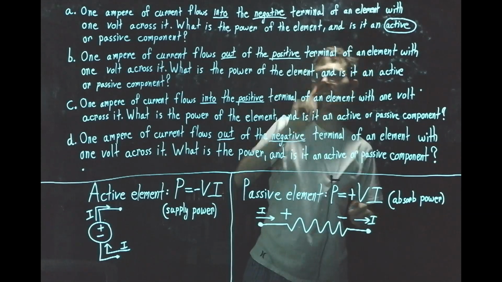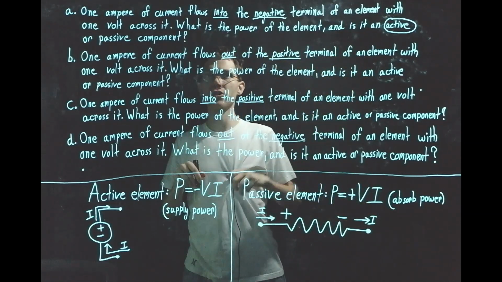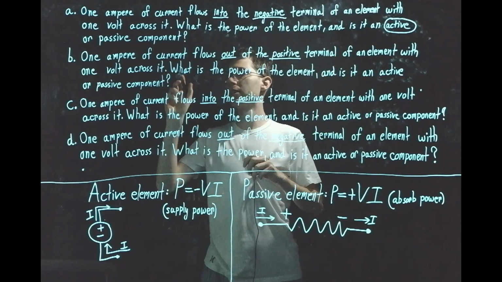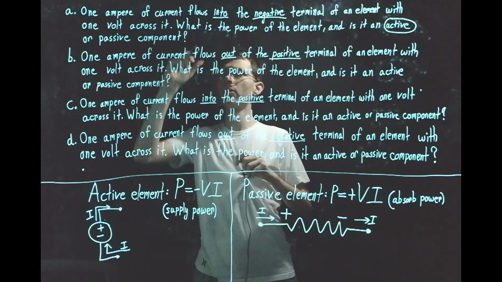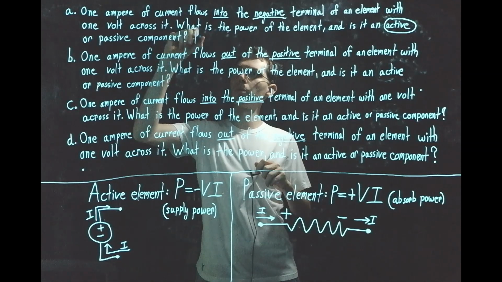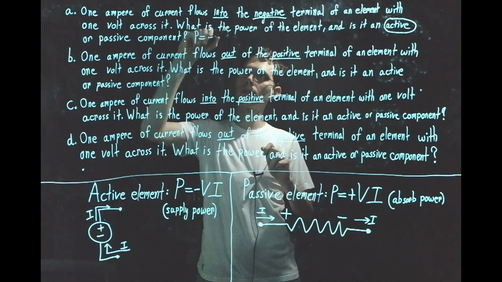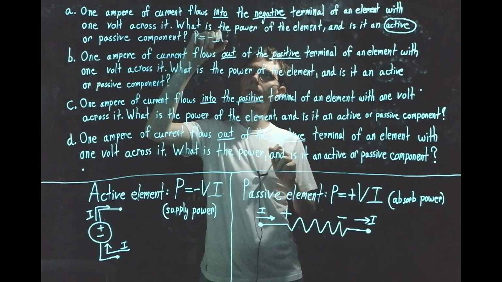And because it's an active element, its power calculation will be negative, and power equals V multiplied by I, which is 1 ampere multiplied by 1 volt. Therefore, in this case, the power will be a negative 1 watt.